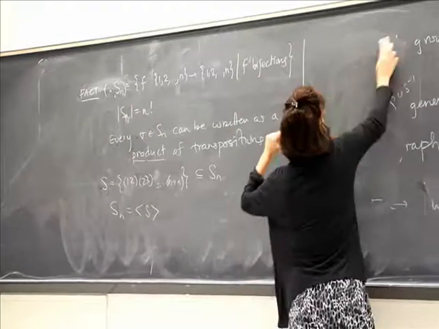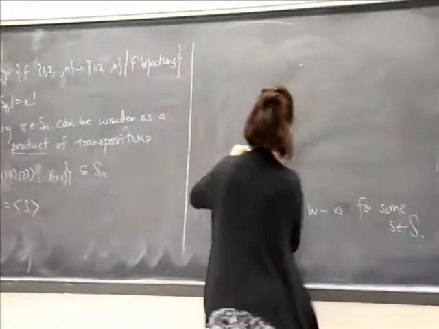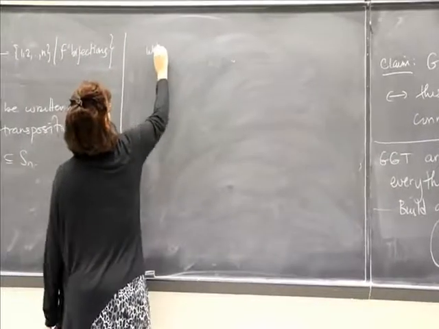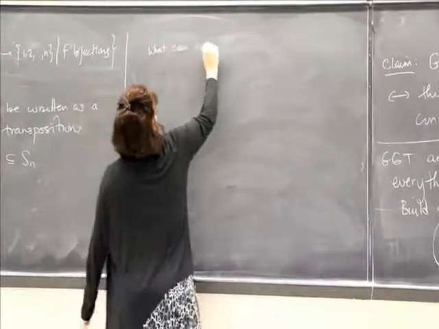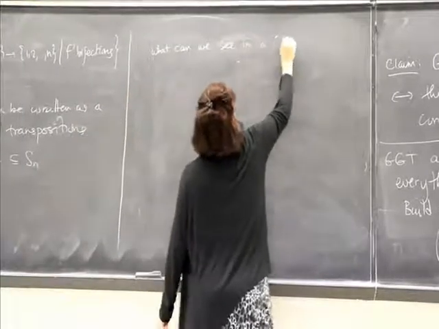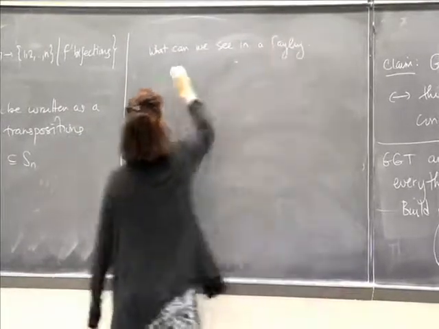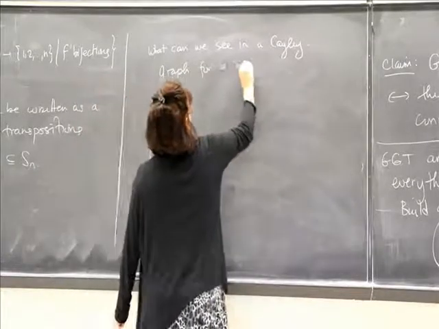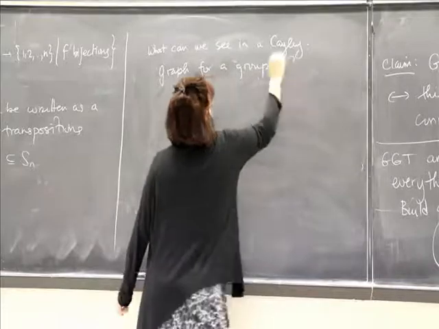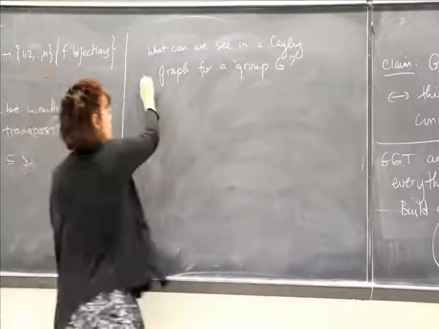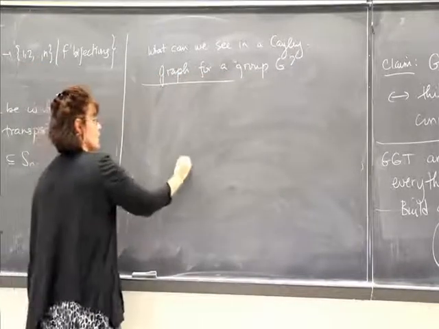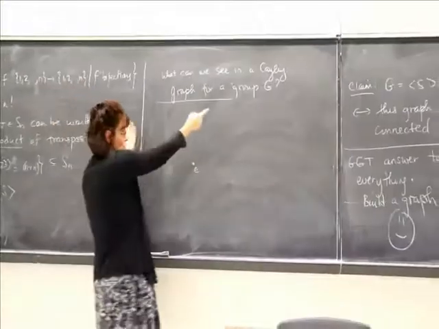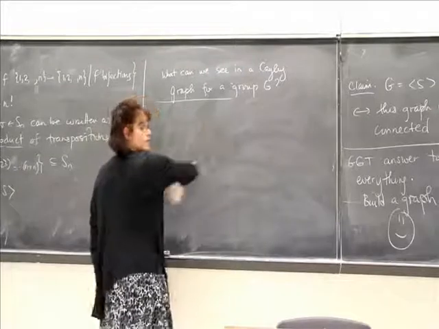So why does building this graph say anything about the group? Notice some things about the Cayley graph right off the bat. What can we see in a Cayley graph? We can see a lot, right? One of the things we can see is there's a vertex corresponding to the identity of the group. This is a group, so it has some identity.